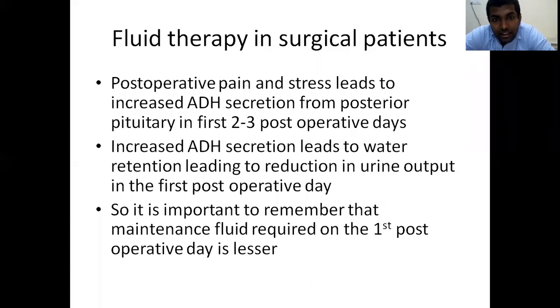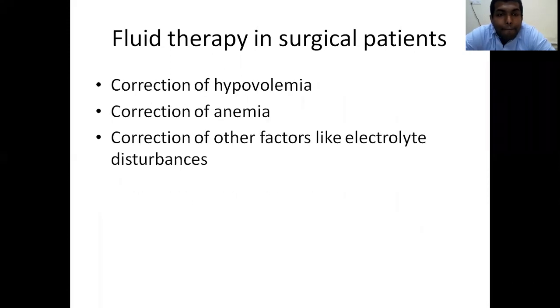Postoperative pain and stress again lead to increased ADH secretion from the posterior pituitary in the first 2 to 3 days after surgery. Now, this causes increased water retention, leading to reduced urine output on the first postoperative day. So, we need to remember that the maintenance fluid required on the first post-op day is less, even though the patient's urine output might be less.